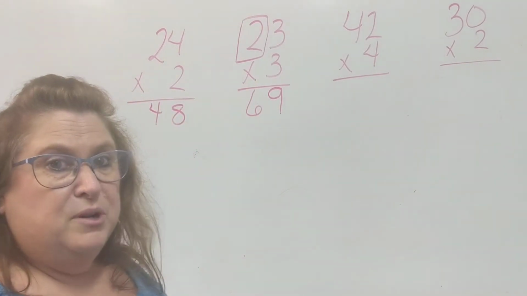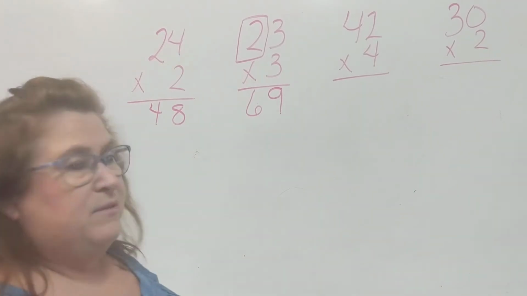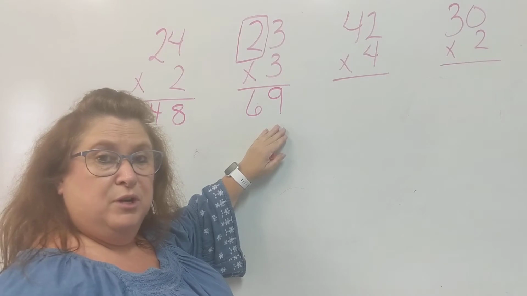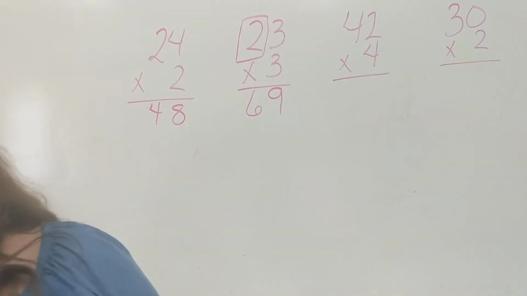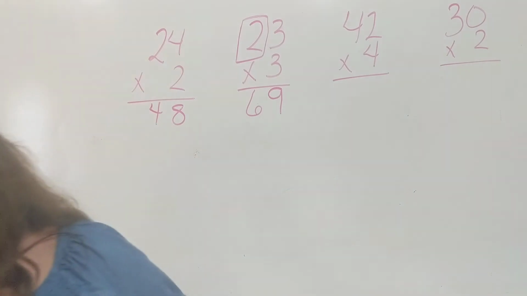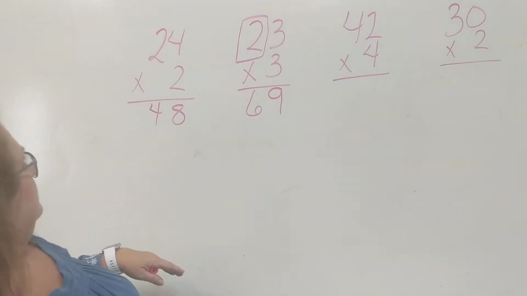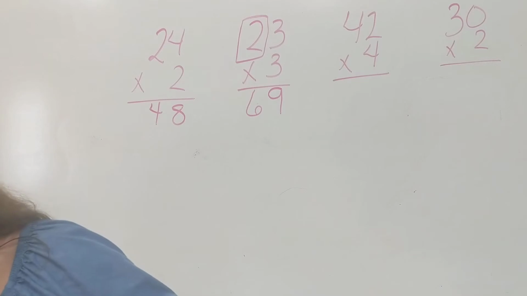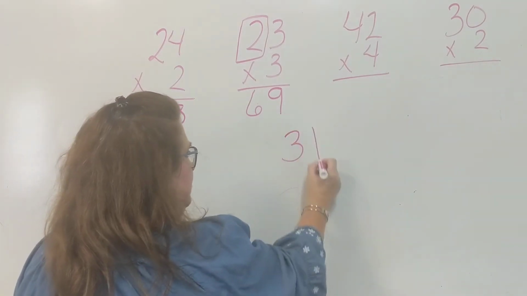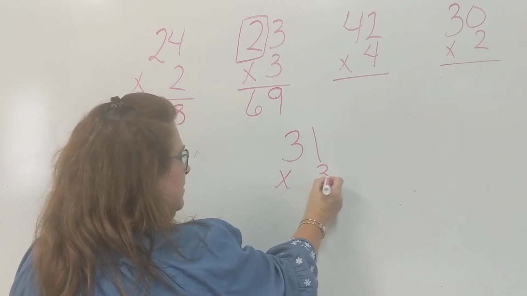Now I'm working in your books with you, so I should have told you that before. I do apologize. If you want to pause the video and get this in your book, that's fine. That was section 1, letter A. I'm sorry, that wasn't letter A. I didn't write letter A up there. Here, let me put letter A up there. Sorry, guys. 31 times 3.